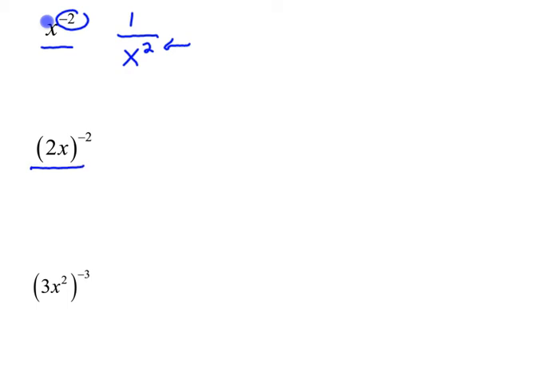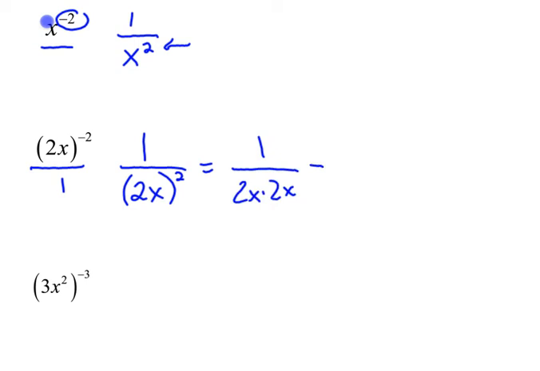So on this second example, this is 2x to the negative 2 over 1. So if we find the reciprocal of that, that becomes 1 over 2x squared. Once your exponent is positive, you can go ahead and simplify that up a little more. This is 1 over 2x times 2x. So that would be 1 over 4x squared. You want to wait to do any simplifying like that until after you have gotten rid of any negative exponents.